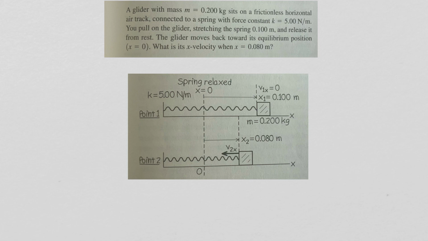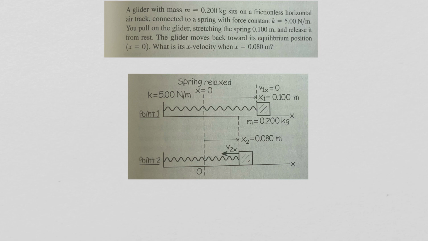So we have a glider with a mass of 2.2 kilograms. It sits on a frictionless horizontal air track, and it's connected to a spring with a force constant, or spring constant, k equal to 5 newtons per meter. You pull on the glider, stretching the spring by 0.1 meters, and release it from rest.